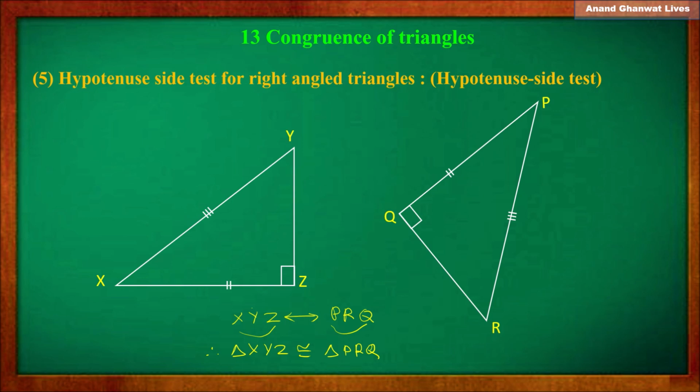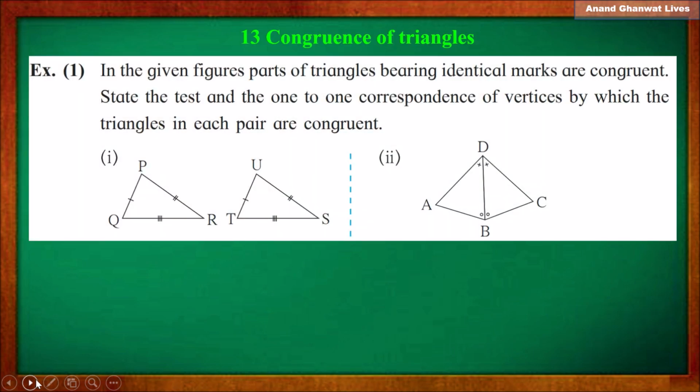Okay, in this way we have learned here 5 tests of congruence. First is SSS test, next is ASA test, third one is SAS test, next is AAS test, and final is hypotenuse side test. So using these 5 tests of congruence, you can easily identify whether the given two triangles are congruent or not. Okay, now next, a question is given here.